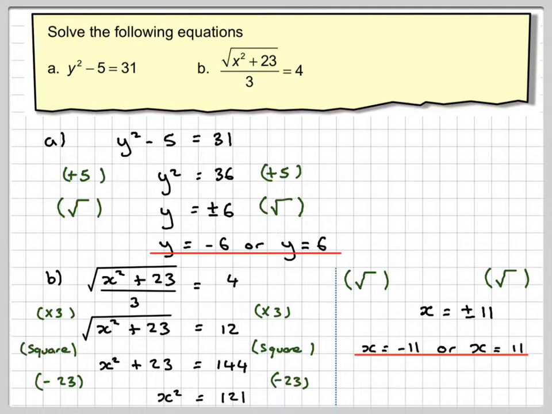So this has been a video to show you how to solve equations with squares in them and square roots.